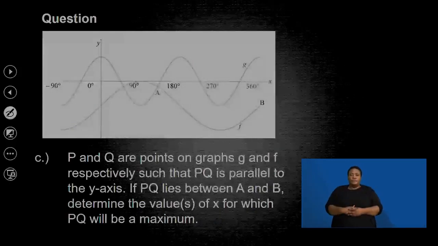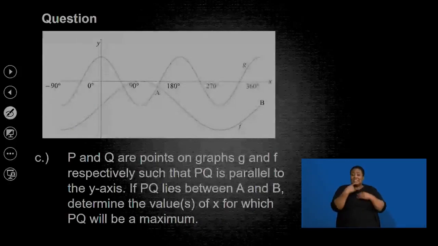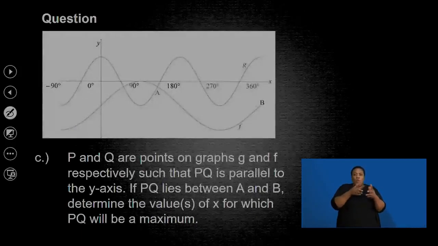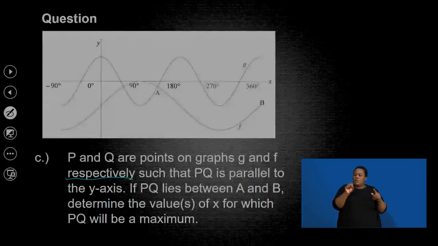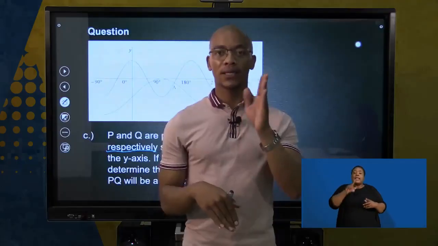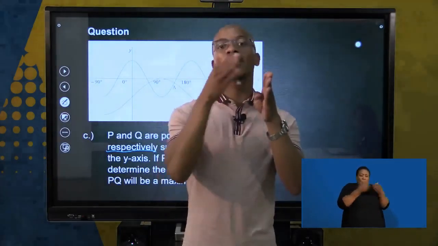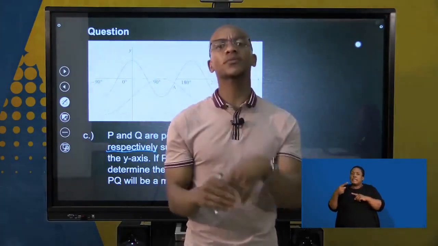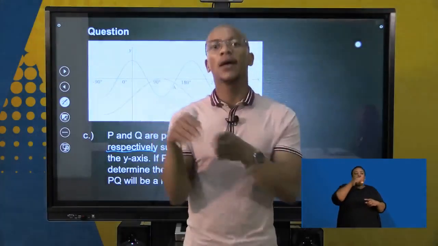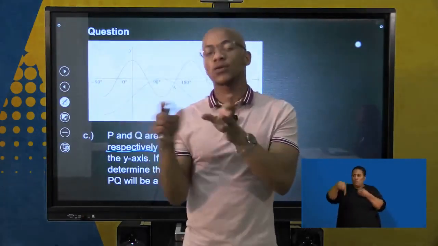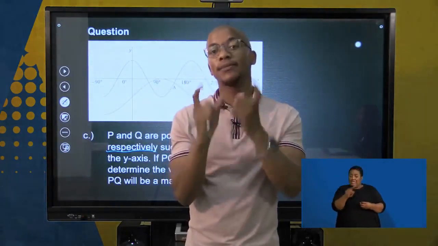Then let's look at the last question now. It says P and Q are points on graphs G and F respectively. Now I know that we think the word respectively is just an English word, but that's not true. Respectively means that the order I started with in terms of P and Q goes with the order in terms of your graphs. So they said P and Q, and they said G and F, meaning P goes with G and Q goes with F. So that's what respectively really means there.